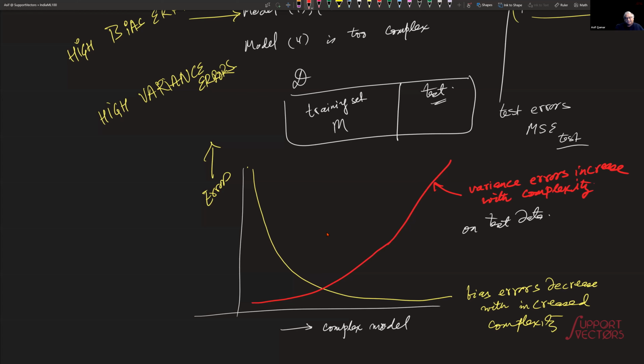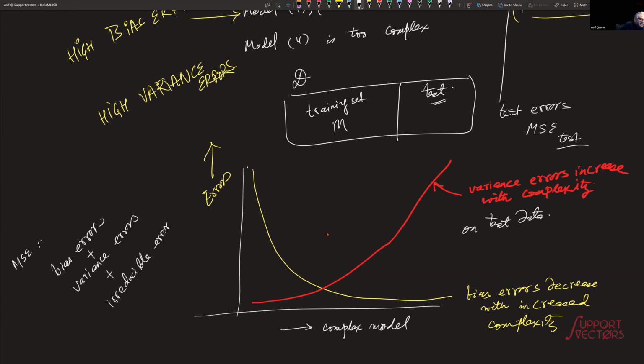Now, remember I said that the total error, just to recap, is made up of three parts: bias errors, variance errors, and plus irreducible errors.